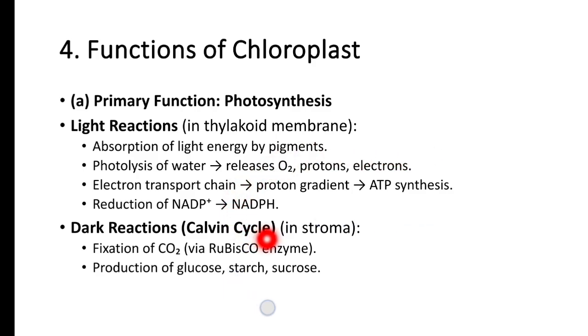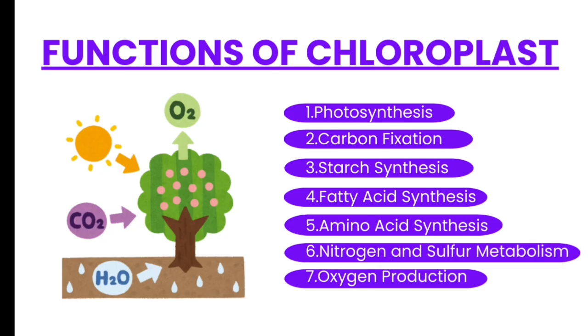So what is meant by dark reactions? The energy produced, NADPH, that is produced because of the photosynthesis process, will be used even in the absence of light. So the energy will be consumed for the production of glucose, starch and sucrose.